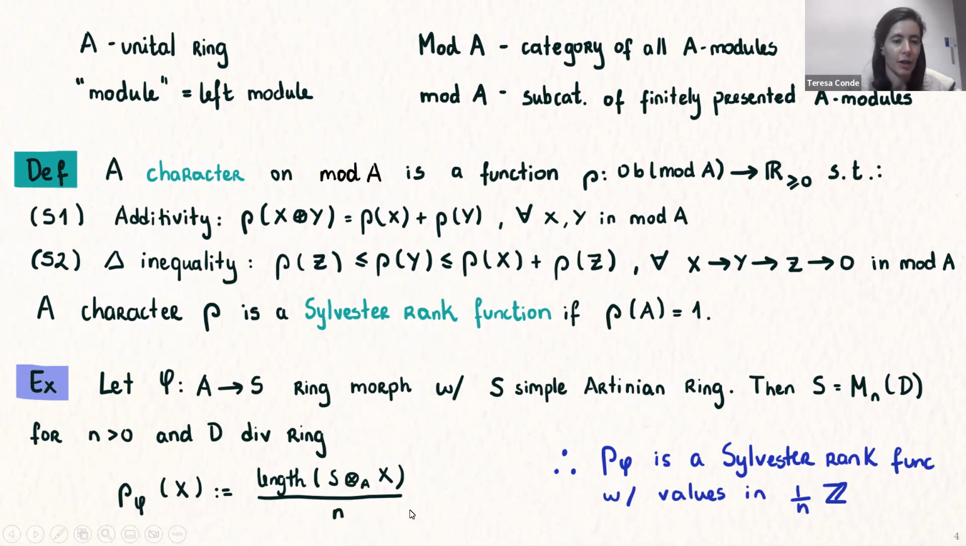So to check additivity is quite easy, and it basically follows from the fact that the tensor product distributes over direct sums, and the triangle inequality comes from essentially the fact that the tensor product is a right exact functor. And then if we plug in A, then we just get length of S divided by n, but as a module over itself, S is the sum of n isomorphic simple modules, so we just get n over n, which is 1, and we have then checked all the axioms.